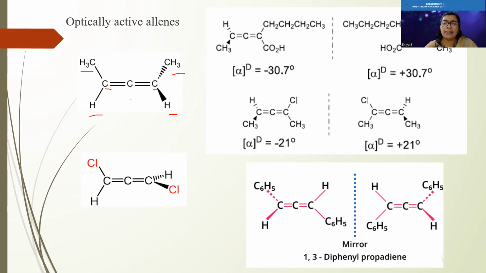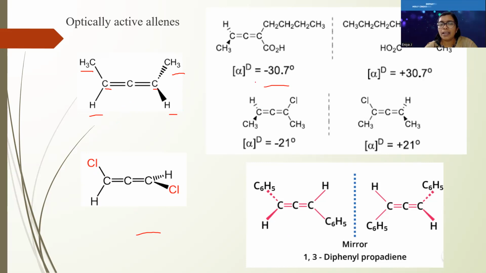That is, they have an object and mirror image relationship. The object and the mirror image are non-superimposable. So it is optically active. This is another example. Here also the groups present in the terminal carbon atoms are different and it shows optical activity. And these are some other examples of optically active allenes.